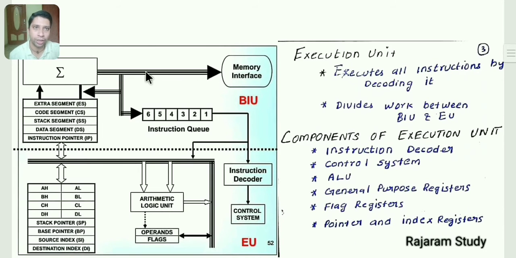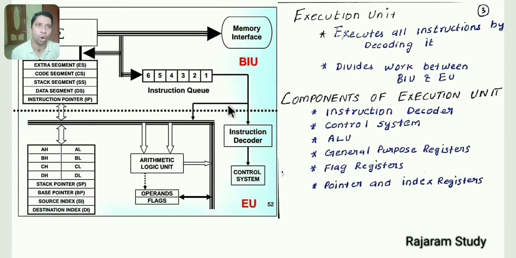Now, the execution unit. The execution unit is where all the instructions are decoded, and it divides the work between the execution unit and the bus interface unit. If you need anything with respect to addressing, that job will be given to the bus interface unit, and anything dealing with arithmetical operations will be dealt with by your execution unit. Now let's see in detail about this execution unit.